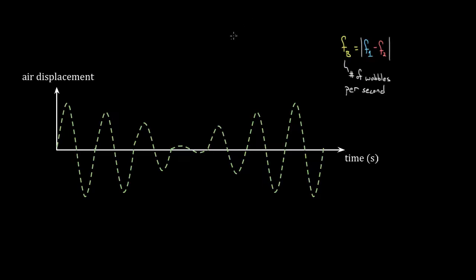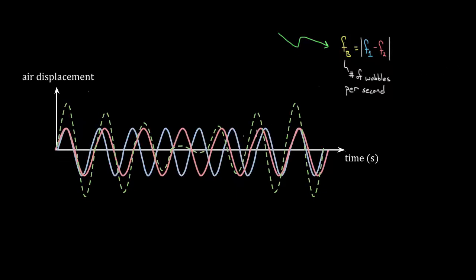What's up, everybody? In this video, I want to derive this formula right here. This is the formula for beat frequency. So remember, the way you get beats or beat frequency is by overlapping two waves that have different frequencies.